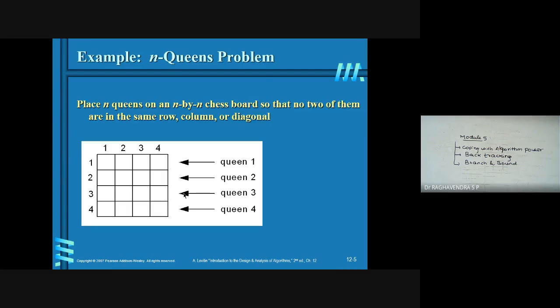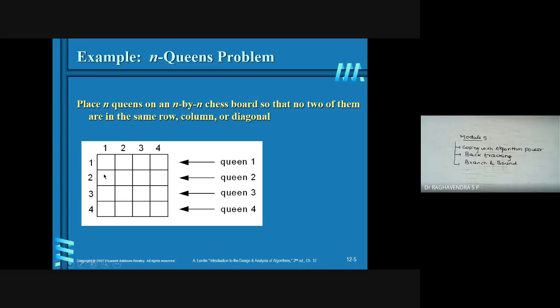Place N Queens on an n by n chessboard so that no two of them are in the same row. So we have to place 4 queens on the board here. You can see the 4 cross 4 grid here, and we have to place the 4 queens on the chessboard. But there is a condition. So I can place a queen here.